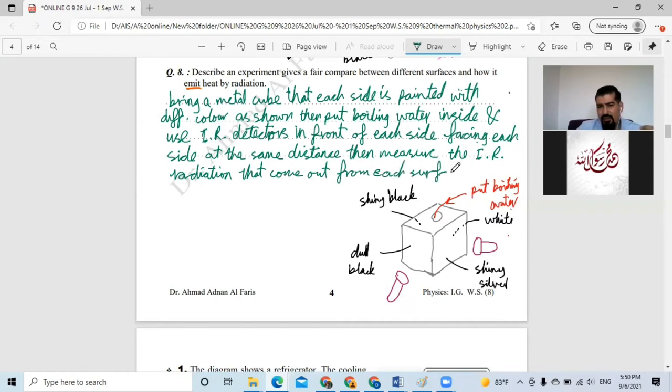Or each color. And we will see that the dull black is the best one that emits a lot of radiation. As the darkest color absorbs the most heat, the dull black will be hottest and will lose heat quickly. For example, as we said before, if one person wears a white shirt and the other wears a black shirt, and we put them under the sun, both get hot, but the one wearing black gets hot faster. If we get into the room, the one that wears a black shirt becomes colder faster, because he is wearing black, so it emits more heat from his body.